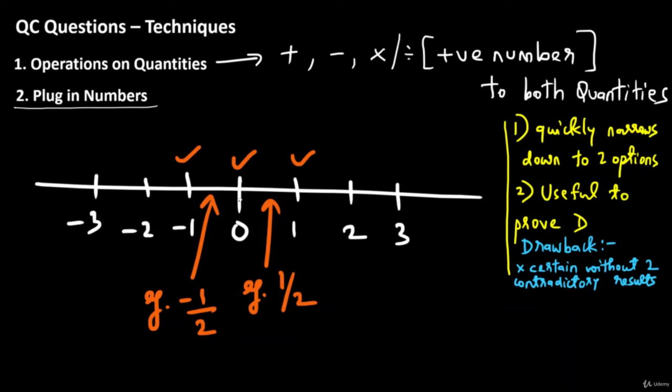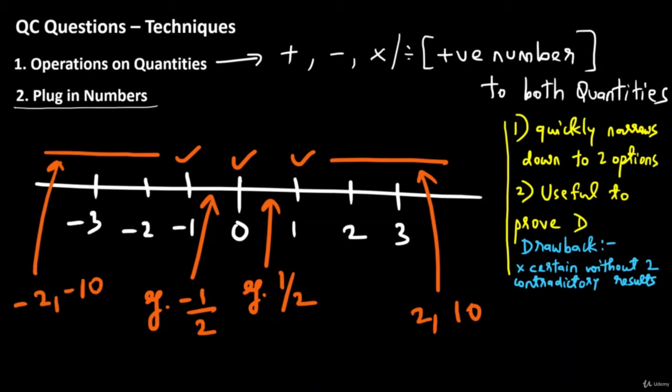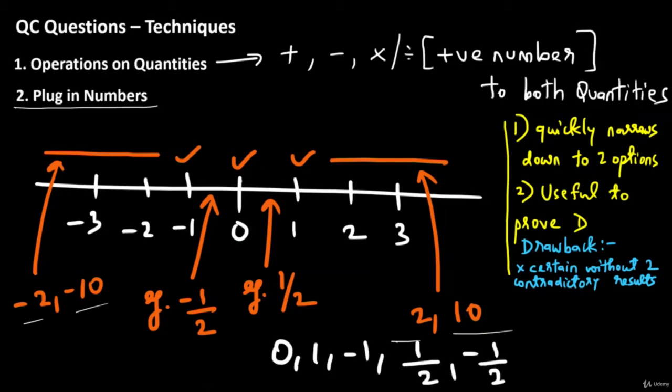Now also try to plug in numbers which are in these regions, right? That is greater than 1 and less than minus 1. For example, 2 or 10, and less than minus 1 would be minus 2 or minus 10. Now this would be a very good range of numbers to plug in and check. Let me write them over here. 0, 1, minus 1, 1 by 2, minus 1 by 2.